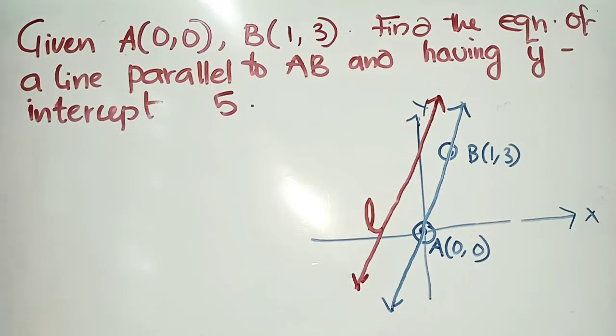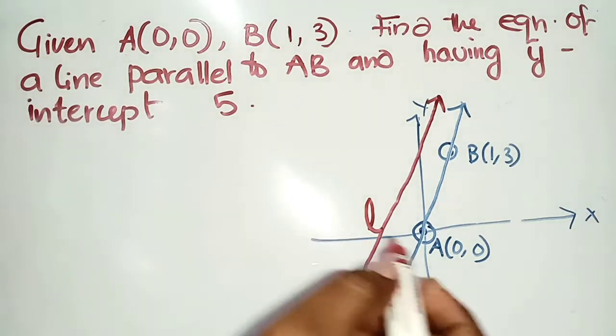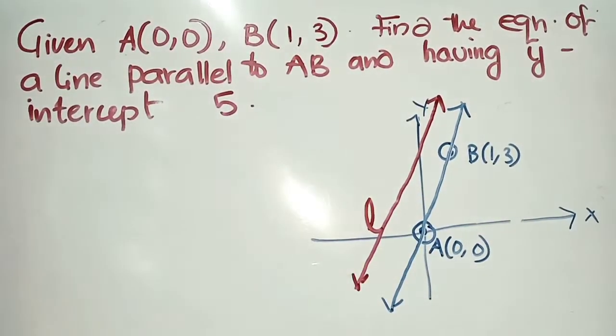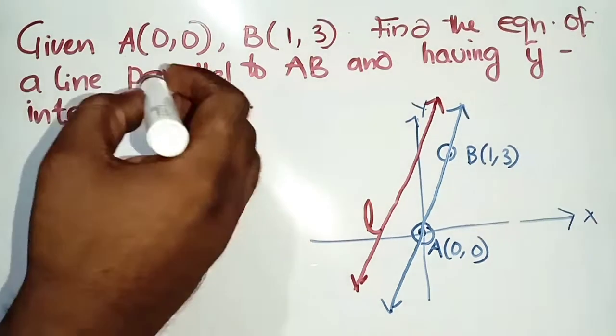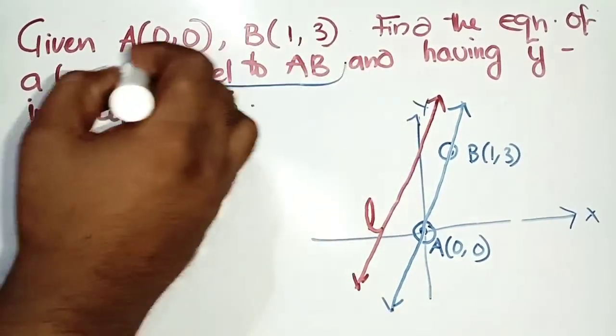Now what we require is the equation of the line. So you'll get questions in this format. First we have to identify the question. Did you get the question? Okay, now let's see the answer. Here the concept is very simple. Find the equation of the line parallel to AB.